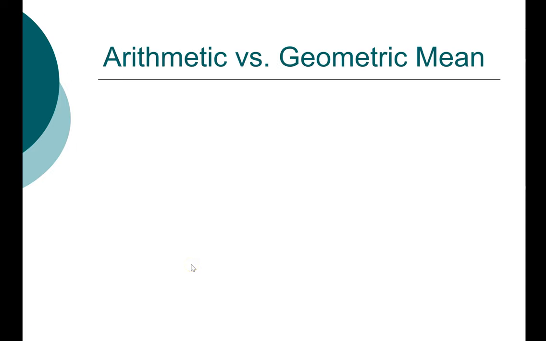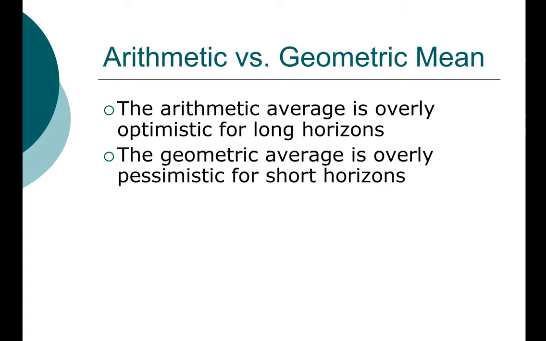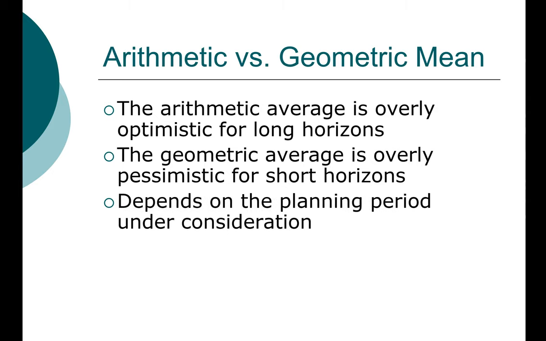So how do we choose between using arithmetic versus geometric means? Here are some rules of thumb that you can use. In general, the arithmetic average is overly optimistic, meaning that it's too big for long horizons. So if you are planning for a long horizon, the geometric mean is a better measure of what your actual outcome will be. On the other hand, the geometric average is overly pessimistic for short horizons. So our recommendation is, it really depends on your planning horizon. If your planning horizon is 15 to 20 years or shorter than that, we recommend using the arithmetic mean. So for most projects, typically, a project life is between 3 to 5 years, at most 10 years. So the arithmetic mean will be a good average to use.